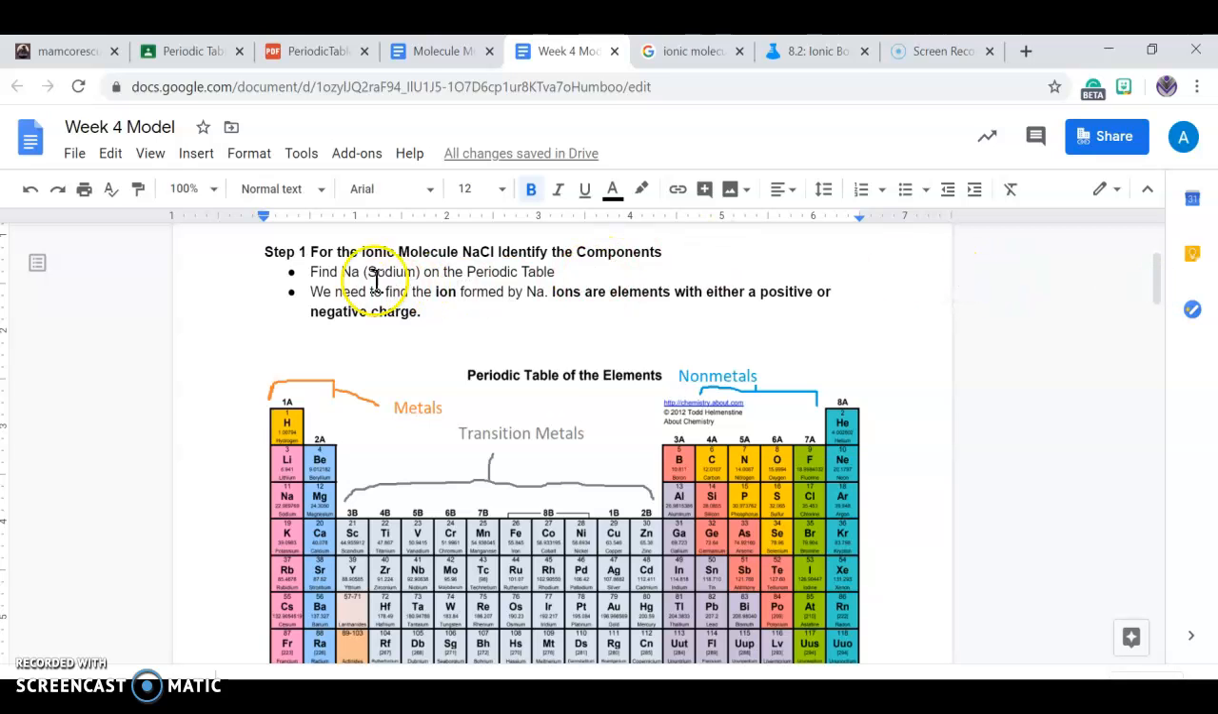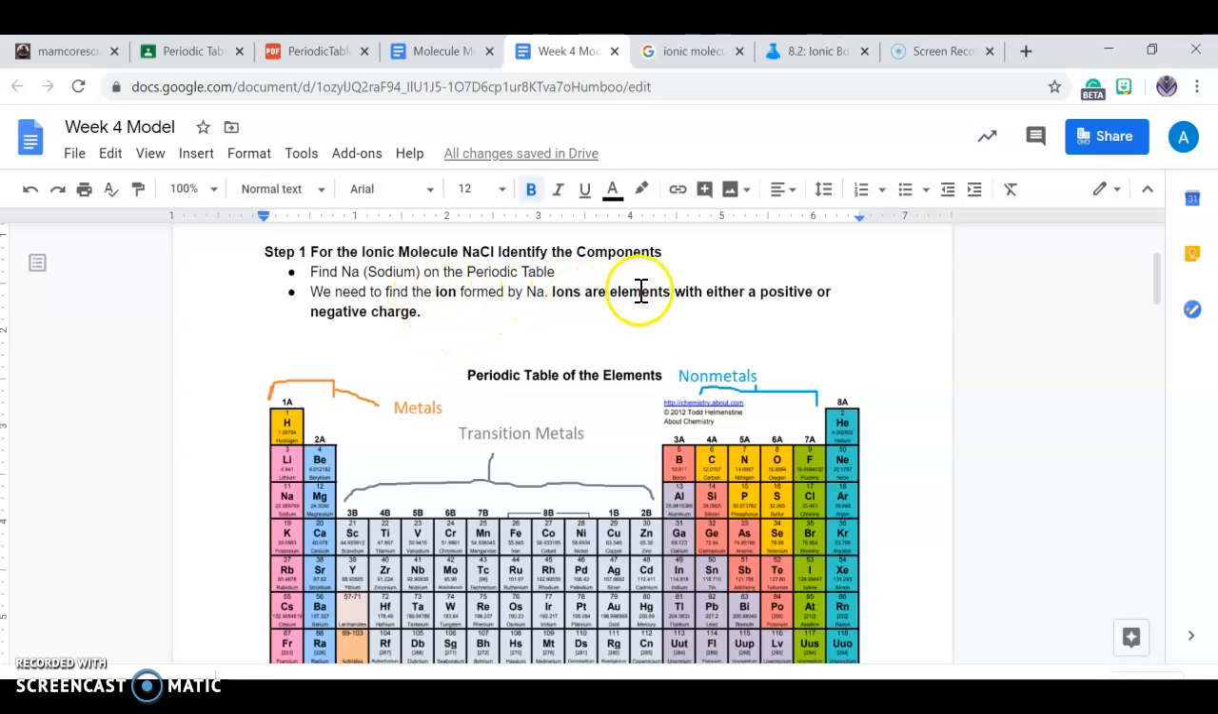Step one, you're going to find sodium on the periodic table, okay? It's in the first column. It's located here. I've marked off transition metals and nonmetals. We're just looking at metals and nonmetals, okay? So we're ignoring transition metals here. So in the next step, we need to find the ion formed by sodium.